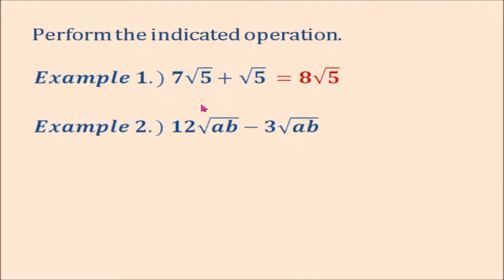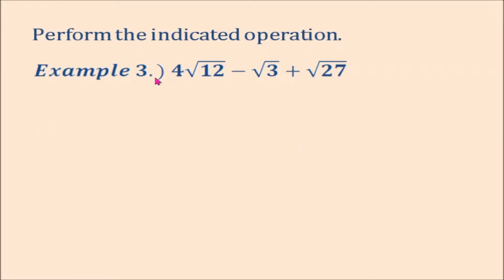Example number 2. 12 square root of AB minus 3 square root of AB. Now our radicands here are the same, so we can perform the operation on the coefficients. So 12 minus 3 is 9, so our answer is 9 square root of AB. We will just copy down the common radicand.